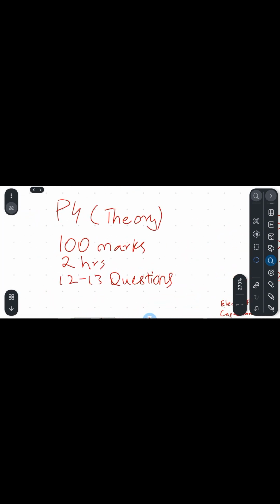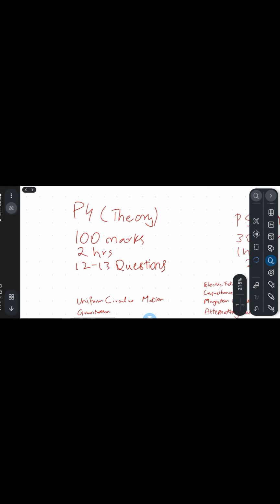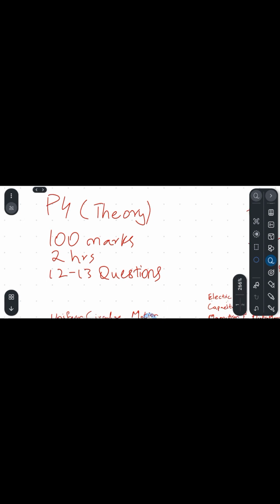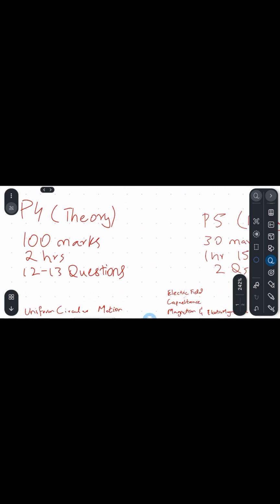P4 consists of 100 marks, and you're going to be given 2 hours in which you're going to solve around 12 to 13 questions. Can be 11 as well, but it'll be long in that case. So these are going to be structured questions. You're not going to get any MCQs, which will be requiring a lot of reasoning and logic.